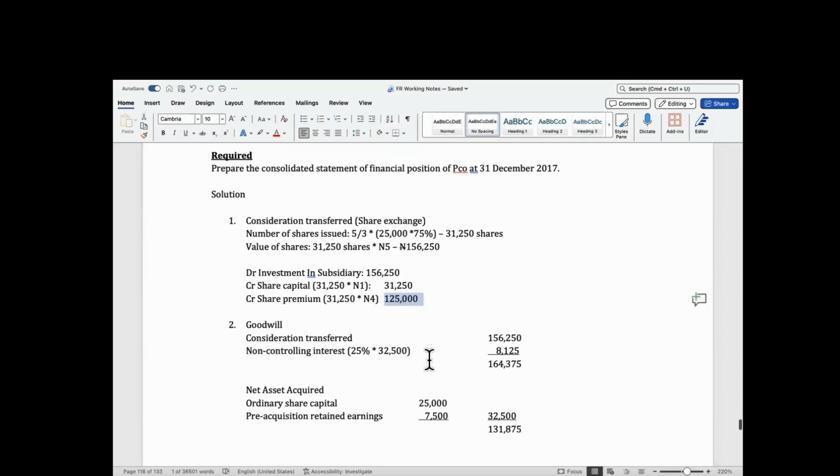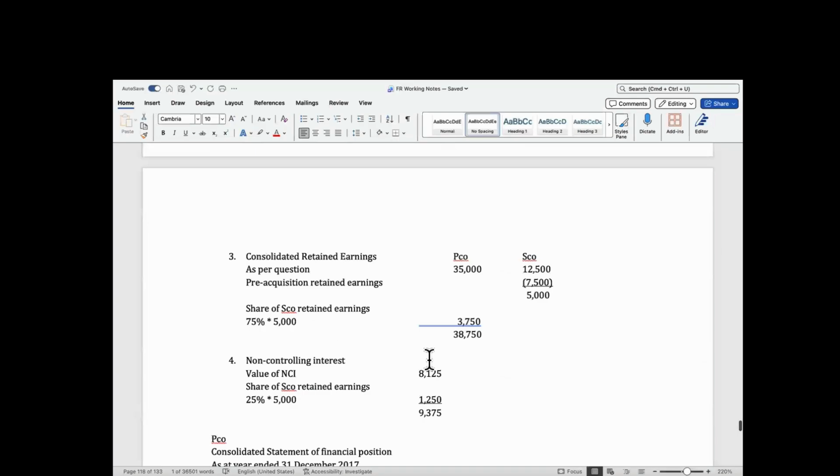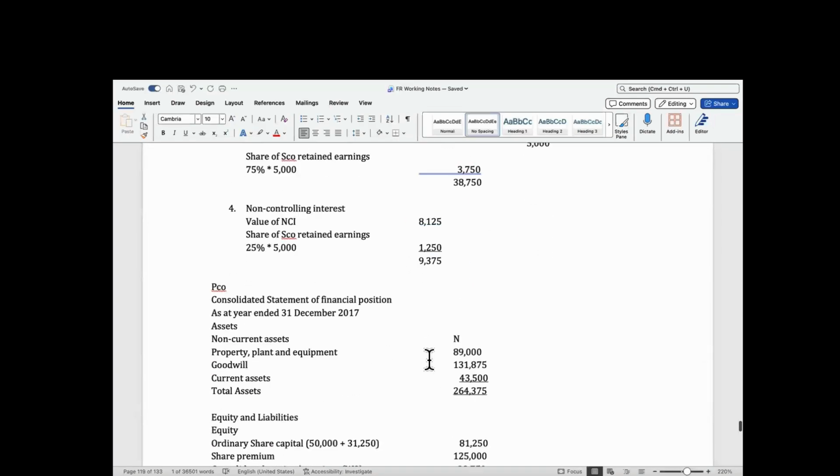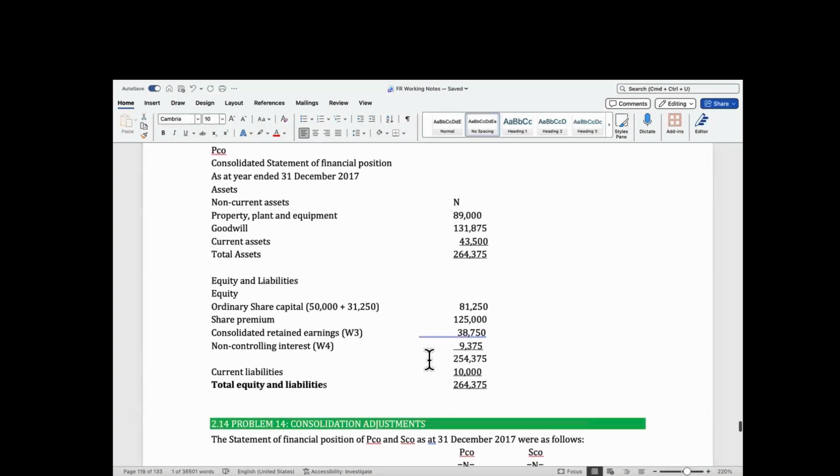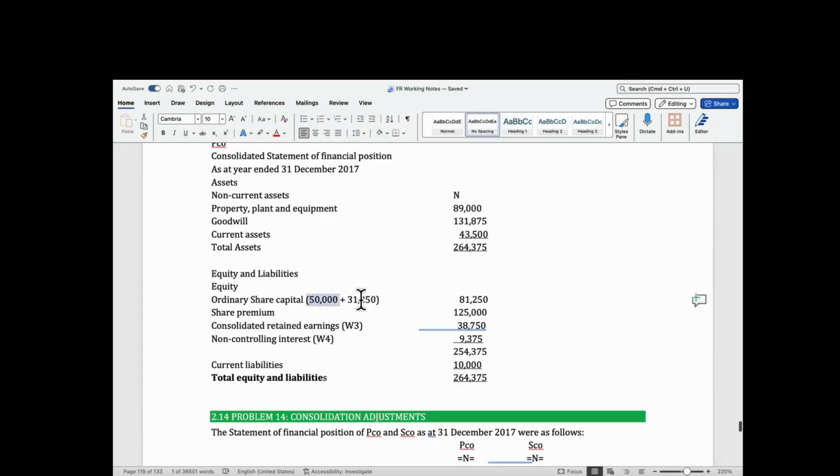So every other thing remains the same. That's the only new thing here. And I must remember to therefore add the 31,250 to my share capital because I just issued it out, and the excess that went to share premium. That's the only new thing here.